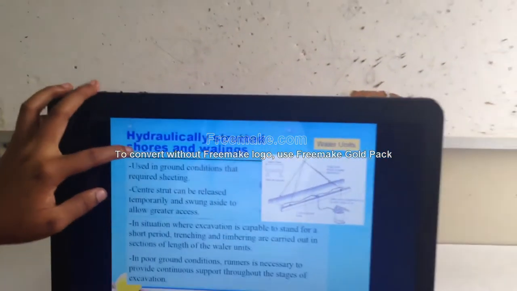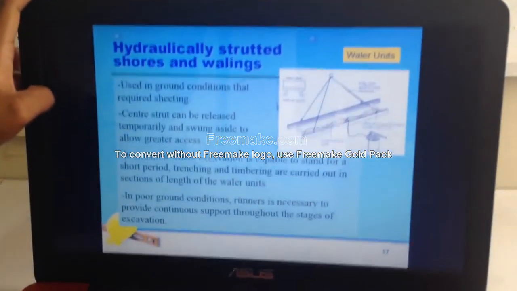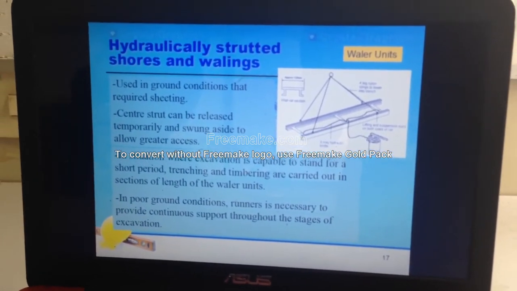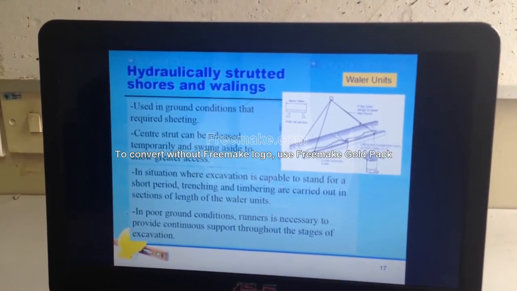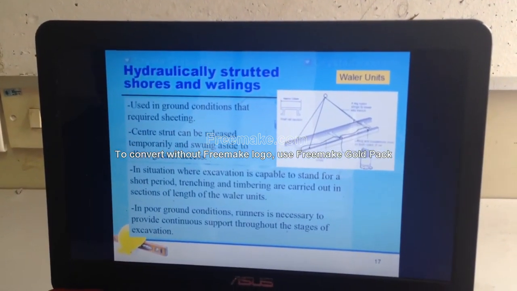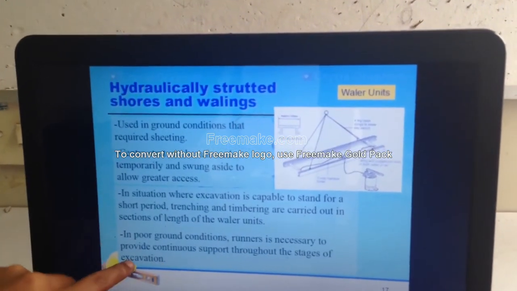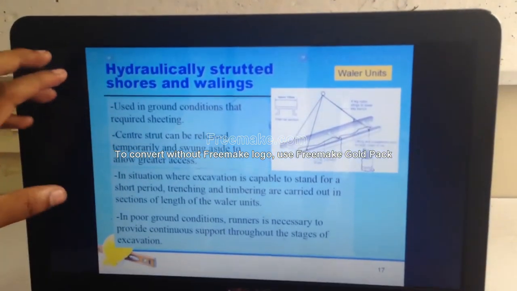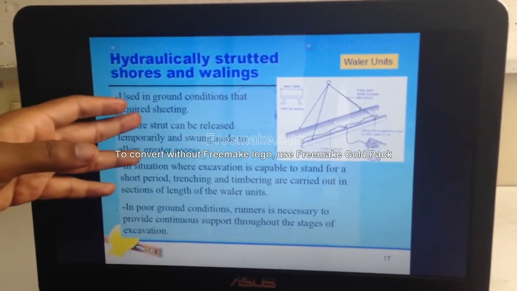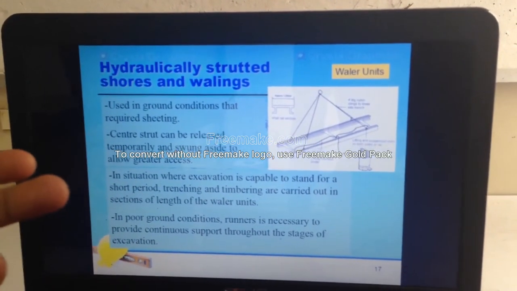Okay, the waller unit is used in ground conditions that require sheeting. Centre thrust can be released temporarily and swung aside to allow greater access in situations where the excavation is incapable of standing for a short period. Strutting, timbering and airing are carried out in sections of the length of the waller unit. In poor ground conditions, a runner is necessary to provide continuous support through the stages of excavation. Okay, this waller unit can basically be used in poor ground conditions. So, it's the best one to use if the ground is in poor condition, such as clay or has a slope.